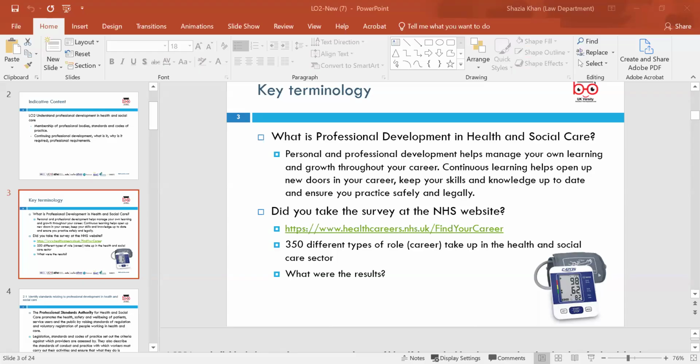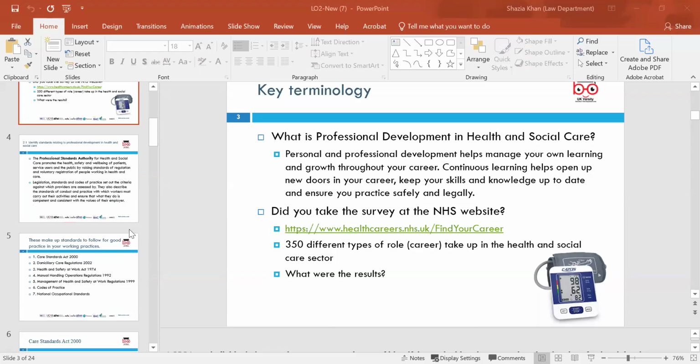Do you think professional development is really important in health and social care? It helps manage your own learning and growth throughout your careers. It's really important because you manage your own learning, but you also develop your learning and make sure that you're continuously learning all the time.